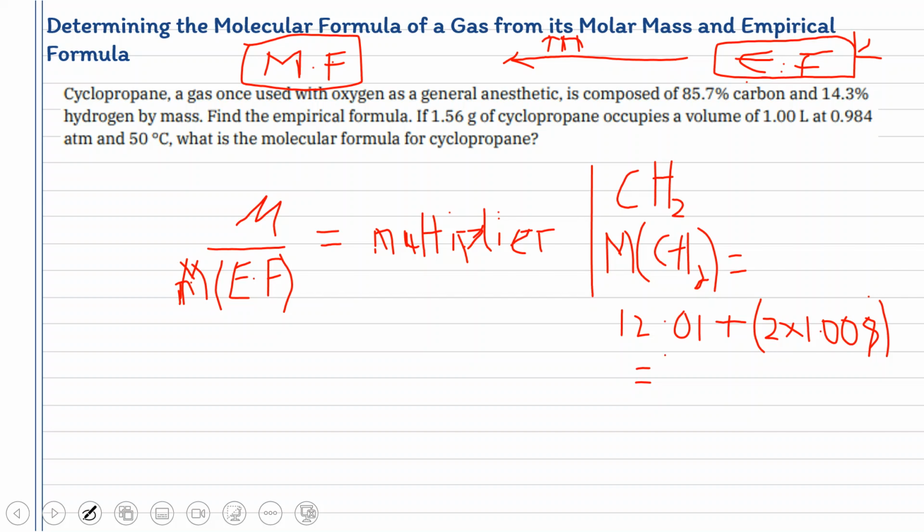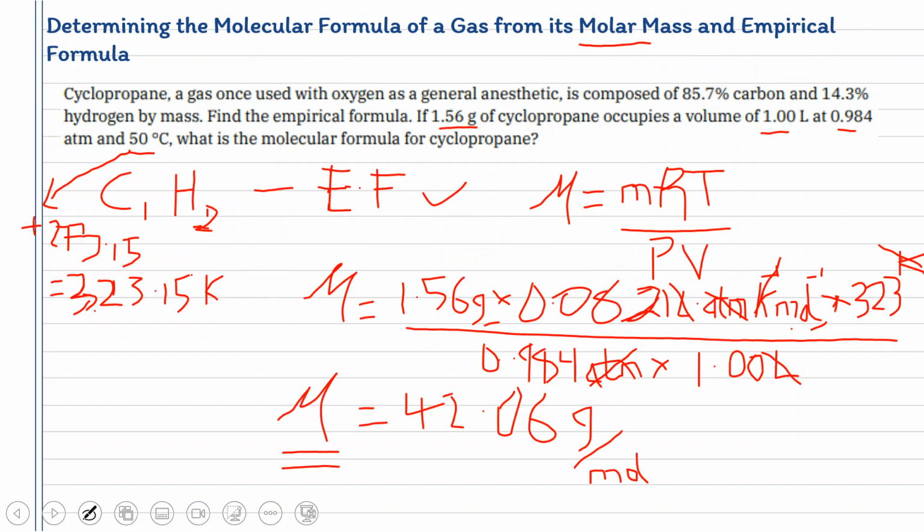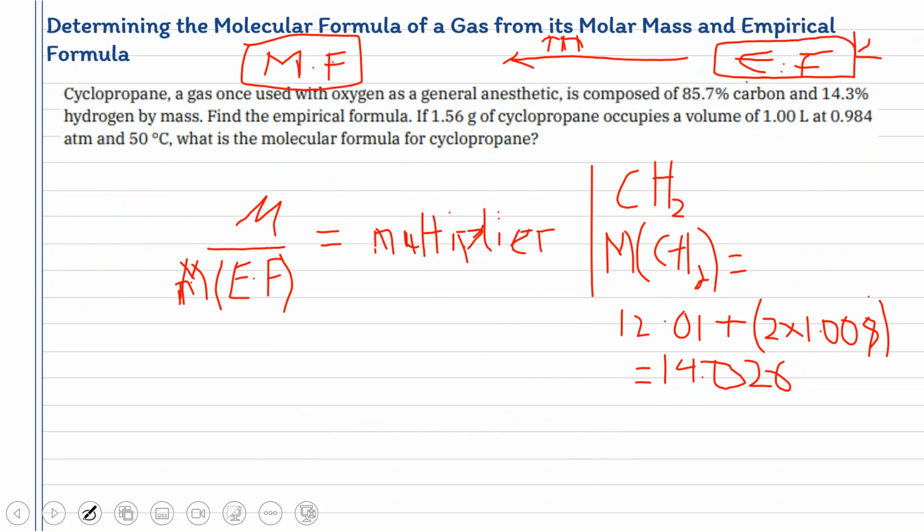Good. And we should have something like this, 14.026. Okay, great. So we are almost there. So now we can find our multiplier. Our multiplier is going to be our molecular mass, which we just found. What was our molecular mass?